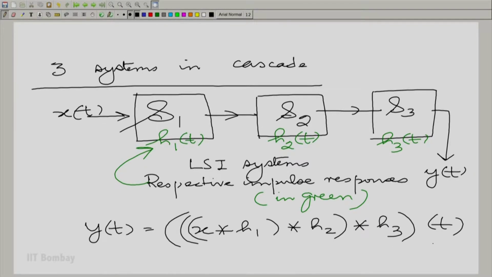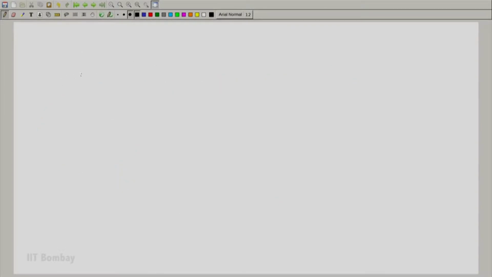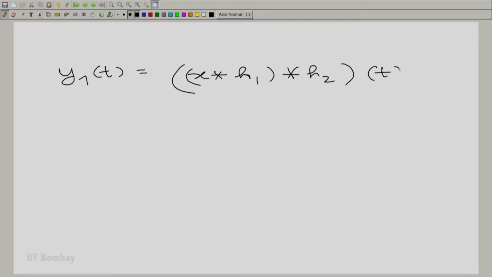Now, here we can use commutativity and associativity one by one and get some interesting results. In fact, what we will do is, first let us consider only the first two systems. So, let us focus on only the first two systems and look at the intermediate output here. Let us call this y1(t), and let us write down an expression only for y1(t) for the moment. Let us not bring in too much, we will take three systems later. So, y1(t) is clearly x convolved with h1 first and then convolved with h2 evaluated at t.